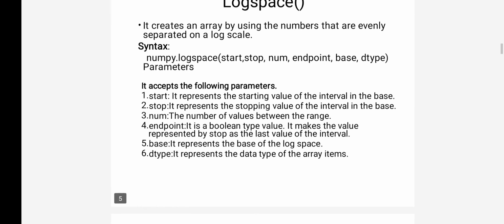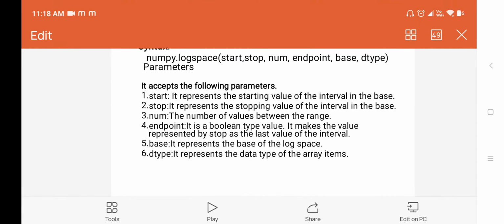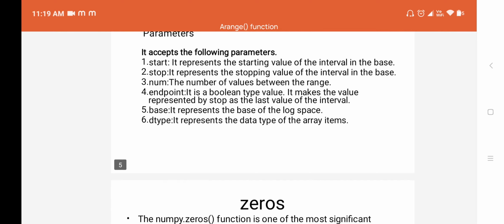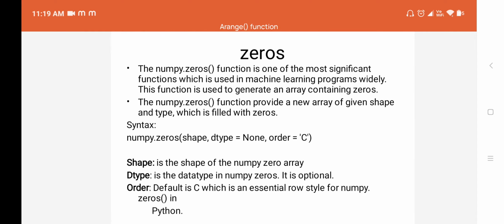Now, logspace: we give the starting value, the ending value, and how many elements you want in the array. The extra information we pass here is the base, whether decimal or binary, whatever value you are creating in the array, that information is given in the logspace function.